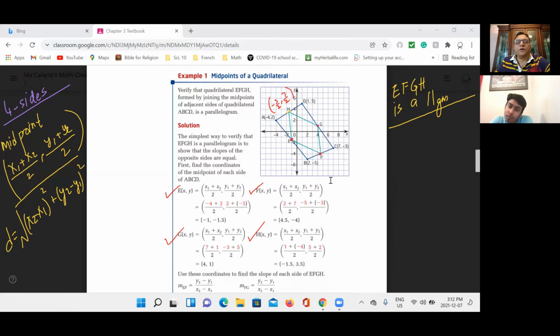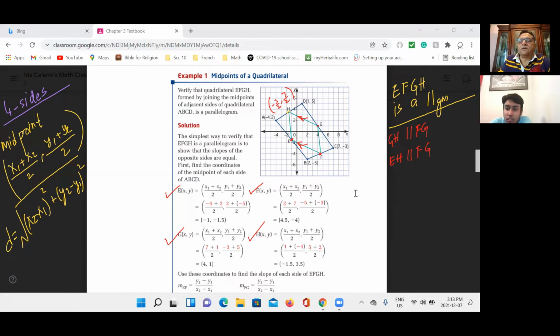Now, once you have found the points, to prove that this is a parallelogram, what will you do? So then we have to find the slope, sir. So the slope of each point. Yes. Slope between each point. So you have to show that G to H is parallel to F to E. And also, you have to show that E to H is parallel to F to G. Is that okay? Yes, sir.